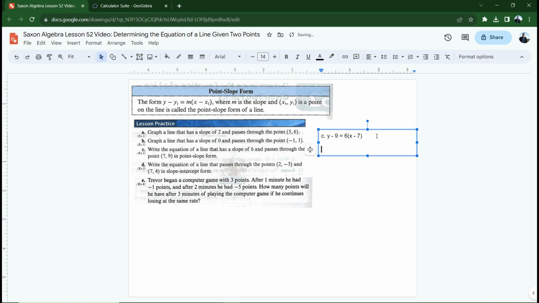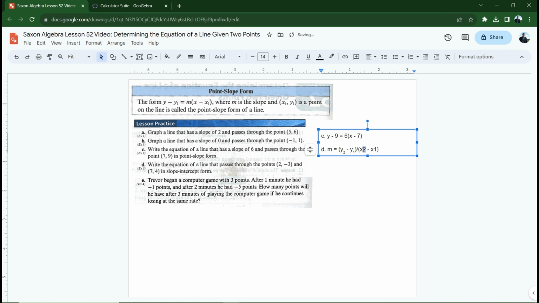All right, let's do letter D. Write the equation of a line that passes through the points 2, 3, and 7, 4 in slope-intercept form. Okay, we want slope-intercept form here. Here's how we're going to do this. The first thing we need to do is use the slope formula to find the slope. Slope equals y2 minus y1 over x2 minus x1. I'm just going to clean this up a little bit. I should put these in parentheses, and then these should be subscripts, which is easy enough to do.